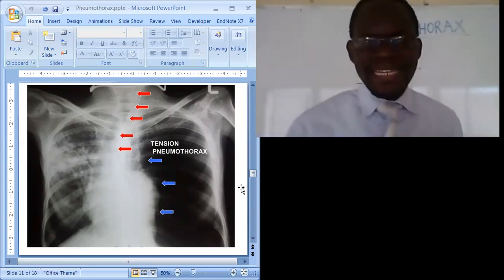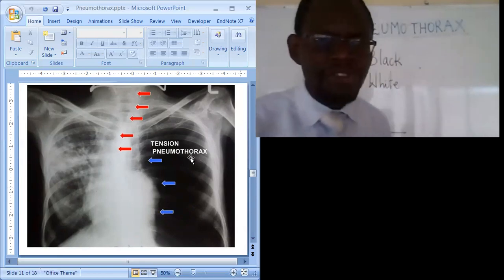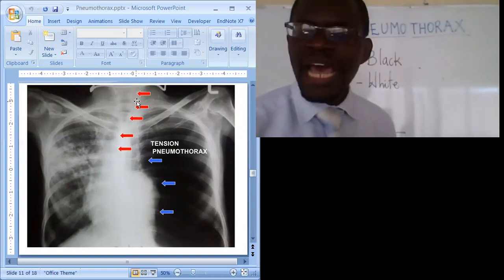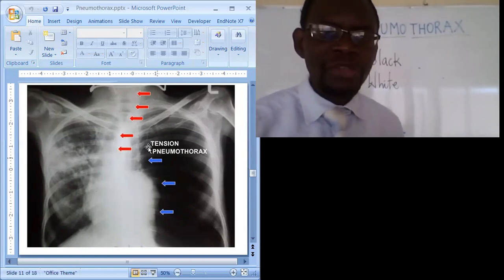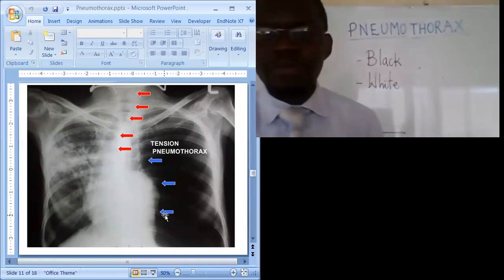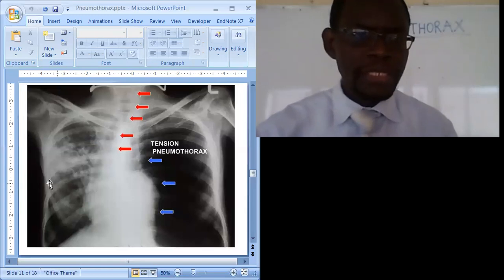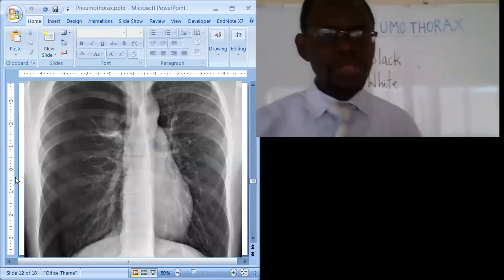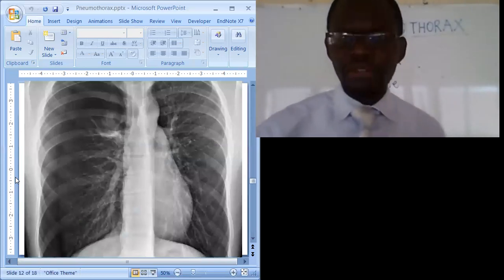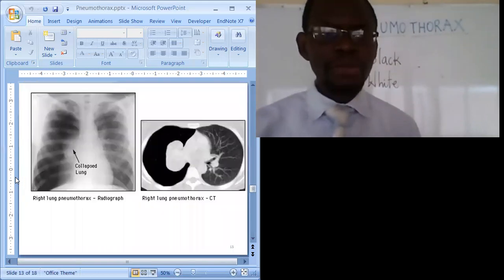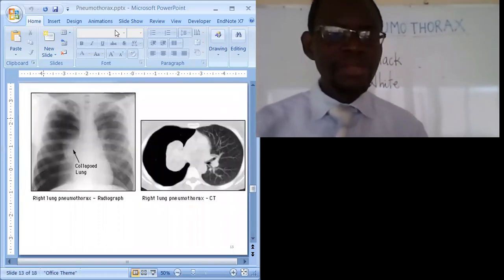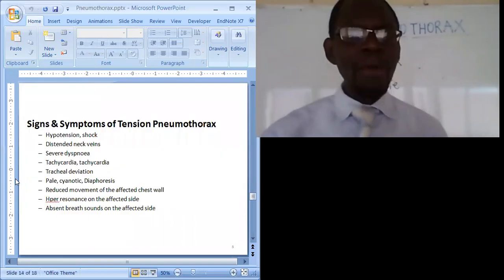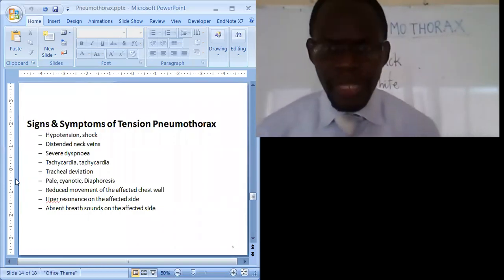Now, with that in mind, you can see the trachea here. You can see the trachea has been pushed to the side, and we also have air accumulating in the pleural space. That is what we refer to as tension pneumothorax. You can also see there plenty of air. That is a sample of pneumothorax. And here you can see a collapsed lung with a lot of air. That is also pneumothorax. That is how things appear on the X-ray.